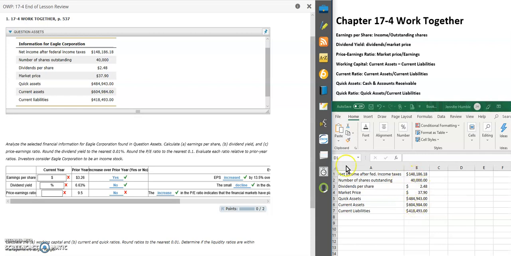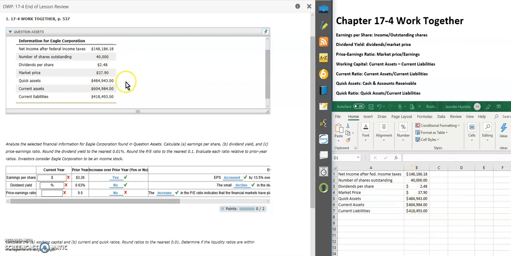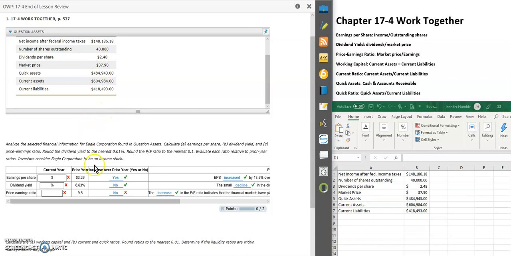These are all the numbers we're going to use. Like I said, they're just a direct copy from here. All right, so we are analyzing the financial information. We're looking at earnings per share, dividend yield, price earnings ratio, and it says round to the nearest 0.01%, so the nearest hundredth. It says round the PE ratio to the nearest tenth. Okay, so we'll need to make sure we read those, and then you evaluate each ratio relative to prior year.